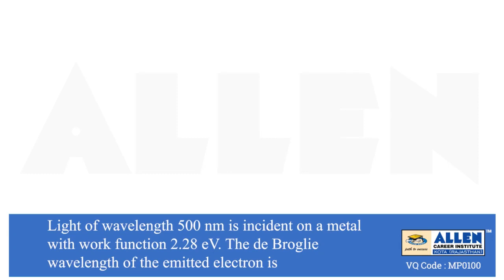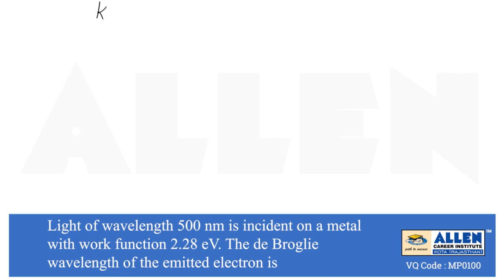Light of wavelength 500 nanometer is incident on a metal with work function 2.28 electron volt. The de Broglie wavelength of emitted electron is. Since light is incident on metal and electrons are emitted, we have to find their de Broglie wavelength. First of all, we have to find the kinetic energy of the emitted photoelectron.